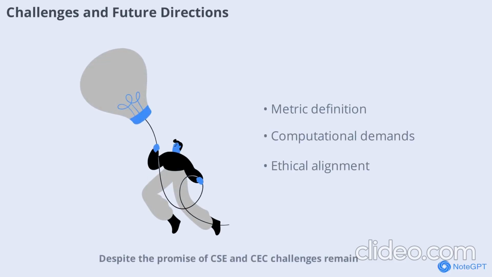Despite the promise of CSE and CEC, challenges remain. Defining appropriate metrics, managing computational complexity, and ensuring ethical alignment require ongoing research. Future directions include hardware implementations, self-regulating agents, and integration with thermodynamic and quantum frameworks. As these challenges are addressed, equilibrium-driven AI will unlock new possibilities for adaptive, resilient, and ethically sound intelligence.